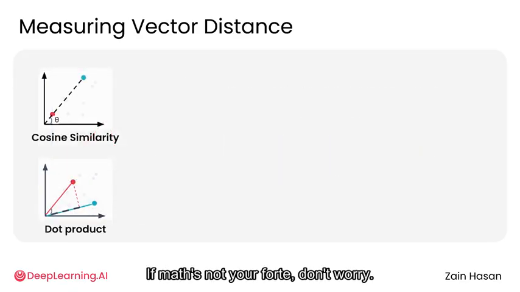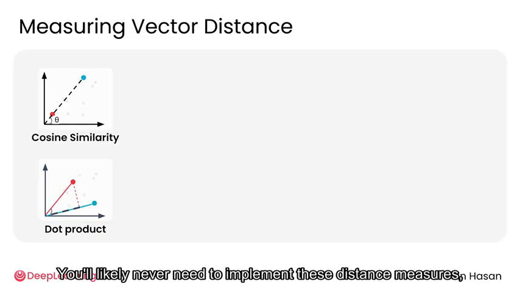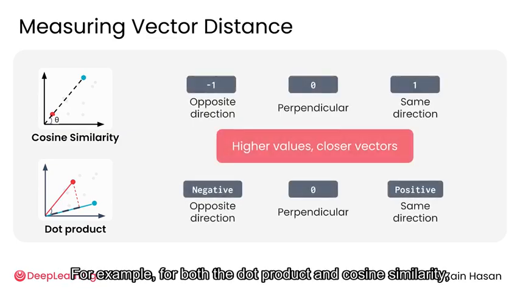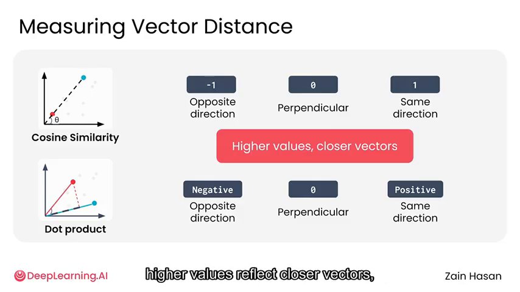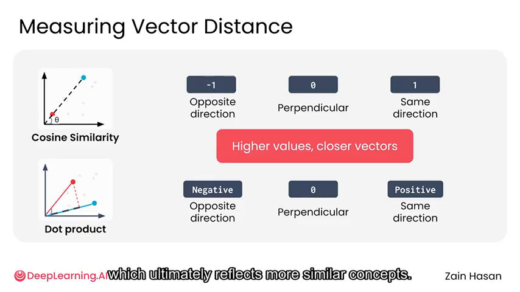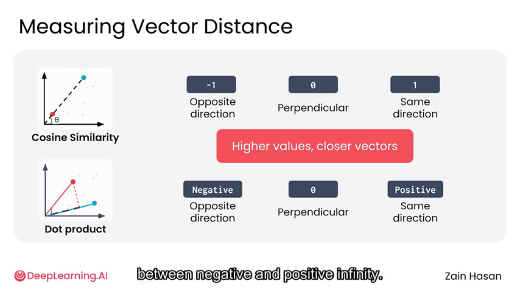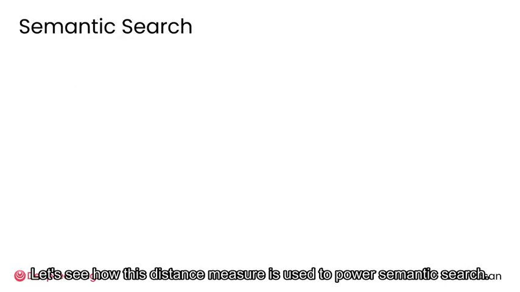If math's not your forte, don't worry. You'll likely never need to implement these distance measures, but knowing how they work is helpful. For example, for both the dot product and cosine similarity, higher values reflect closer vectors, which ultimately reflects more similar concepts. Cosine similarity ranges from -1 to 1, and the dot product can take any value between negative and positive infinity. Let's see how this distance measure is used to power semantic search.